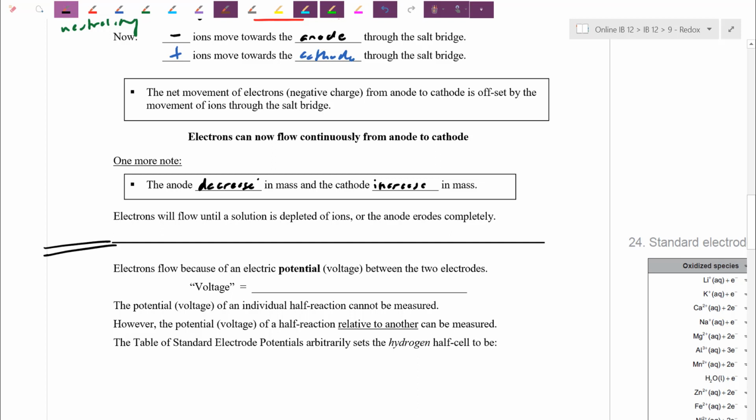We're going to take another look at that E cell, this E voltage, and then we're going to practice a few other sample problems.